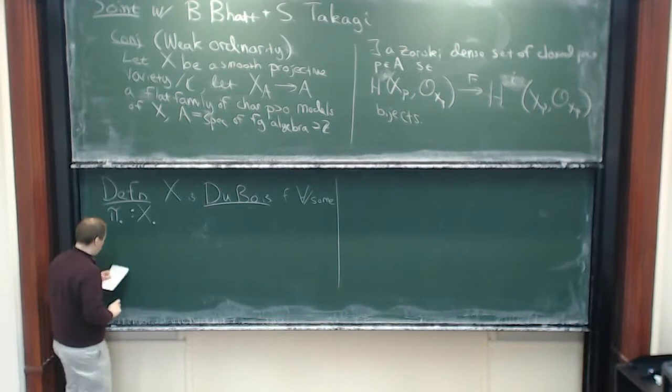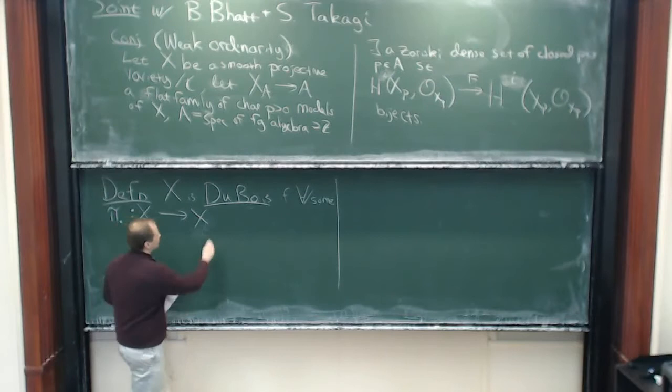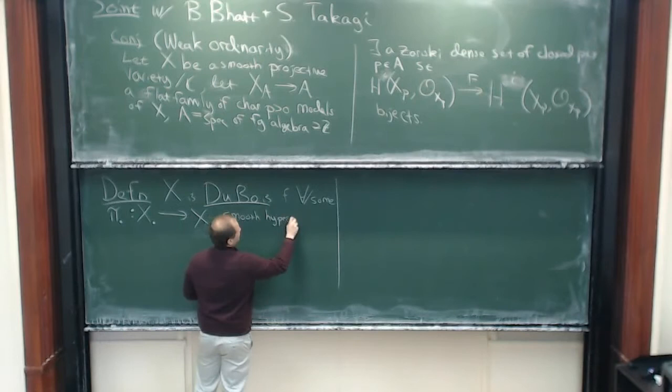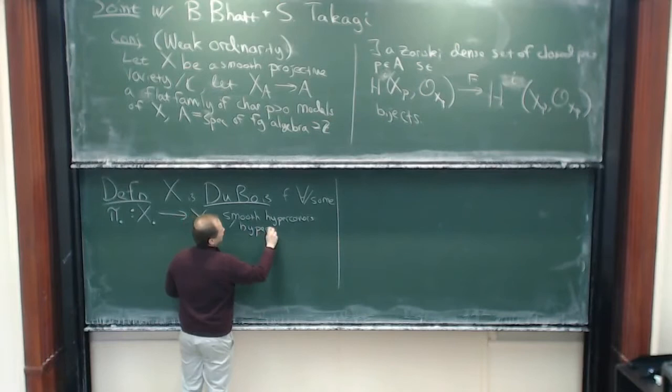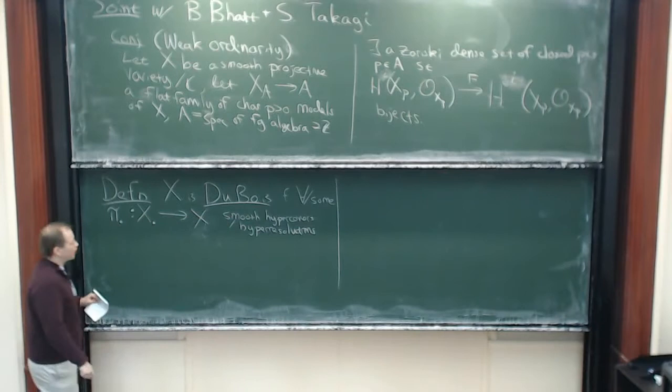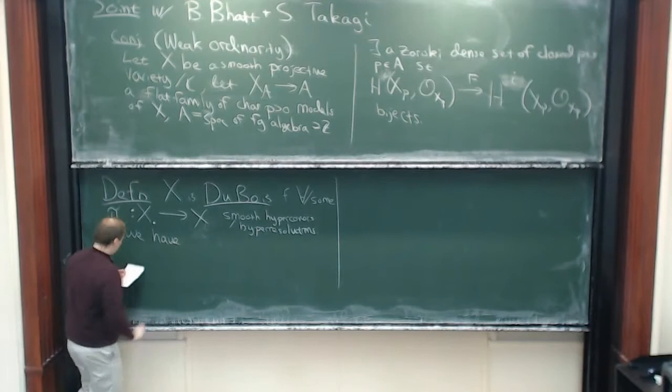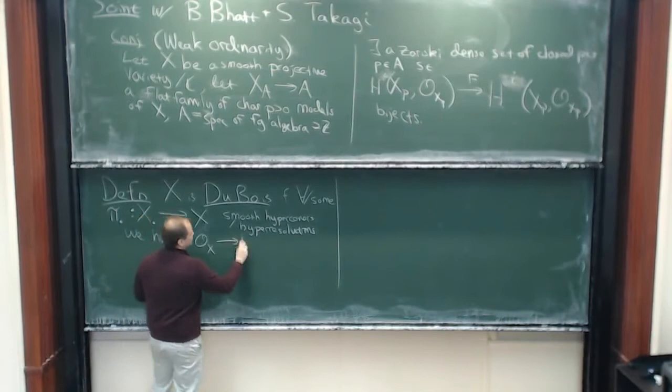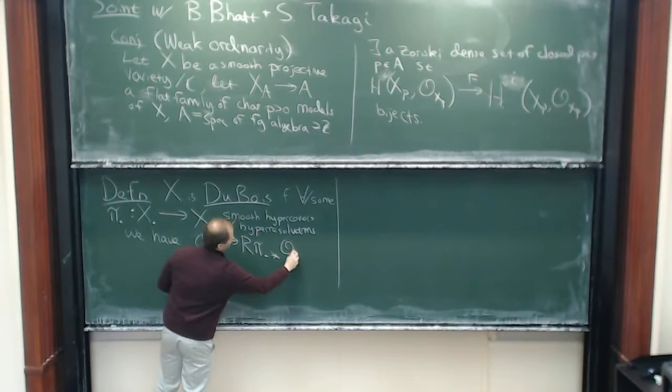If for all either smooth, depends on how you like to think about this, hypercovers or hyperresolutions, cubic or simplicial in the sense of Deligne's Hodge theory, we have O_X to the derived pushforward of this structure sheaf here is an isomorphism. Okay.